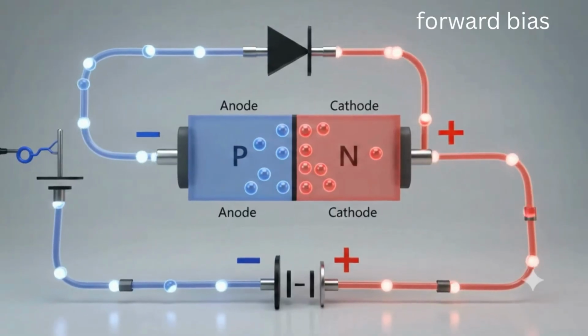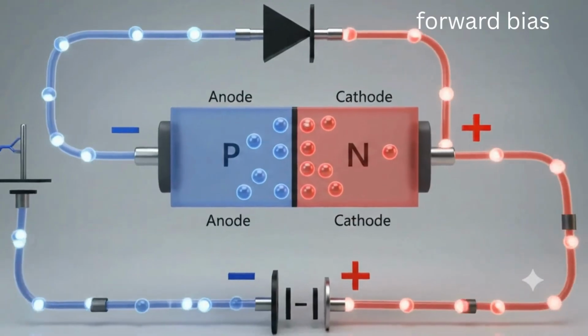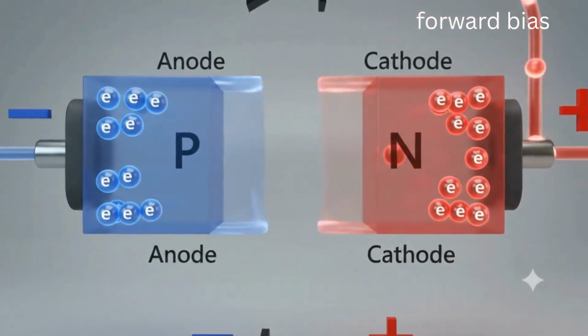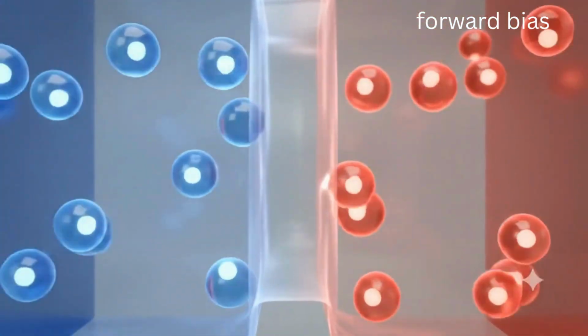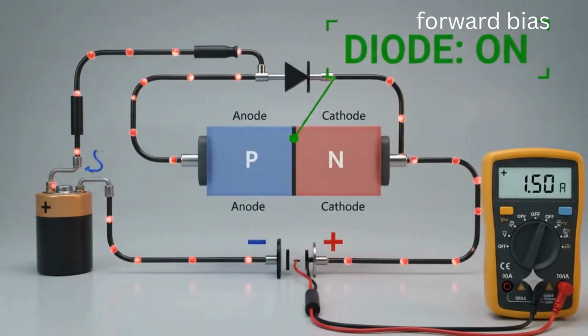When the anode is connected to the positive terminal and the cathode connects to the negative, the barrier at the p-n junction decreases. The diode is now completely on.